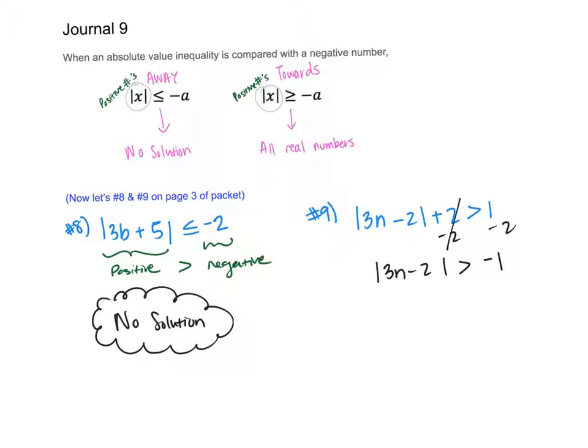And so let's take a look here. This is facing the absolute value. And remember, absolute value gives me positive numbers. And this here is a negative number. Well, in this case, positive numbers will always be bigger than negative numbers. So it doesn't matter what the value of n is. Whatever n decides to be and cause the absolute value to either be negative or positive or 0, it will always be greater than a negative number. So in this case, this is going to be all real numbers.